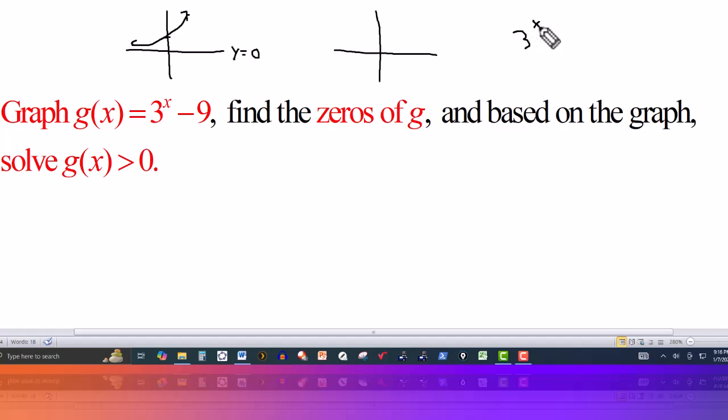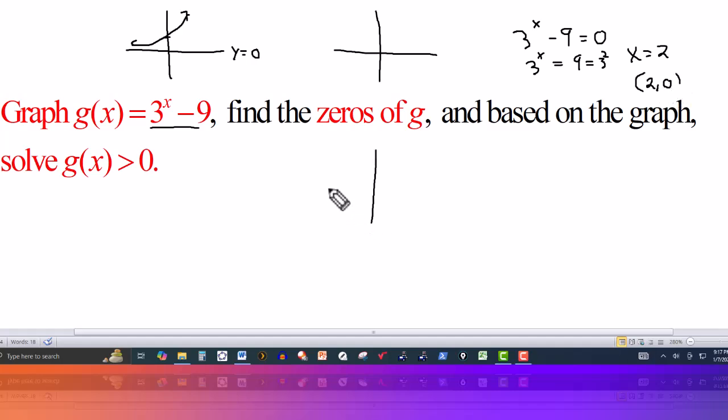Before we continue with the graph, let's look at how we find the zeros. We want to know whether 3^x - 9 equals 0. So let's set that equal to 0. It's basically solving an exponential equation. Add 9 to both sides, and we get 3^x = 9. Then we can write the 9 as 3 squared. So I have a base of 3 here and a base of 3 here, so x has to be 2. So 2 is a zero, which tells me that the graph has an x-intercept at the point (2, 0).